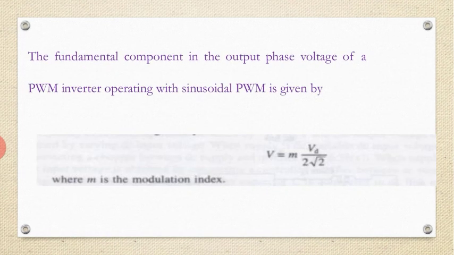The fundamental component in the output phase voltage of a PWM inverter operating with sinusoidal PWM is given by V = m Vd / (2 root 2), where m is the modulation index.